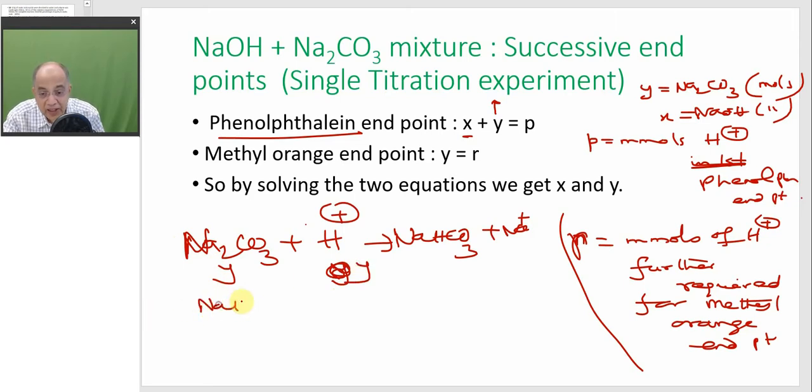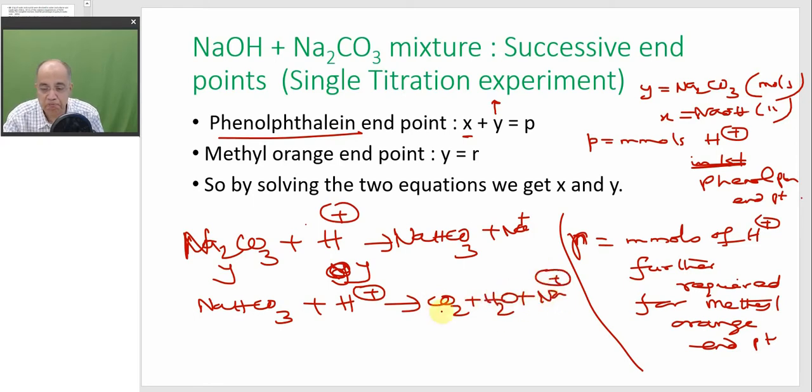And the next step, when sodium carbonate reacts with a further quantity of acid, it will be neutralized to carbon dioxide. Of course it is carbonic acid, but carbonic acid is not stable, so it will be giving Na plus, right? So this is Y, this is also Y. Therefore I told you that the number of moles or millimoles required in the first step of sodium carbonate titration, the same will be required in the second half titration.